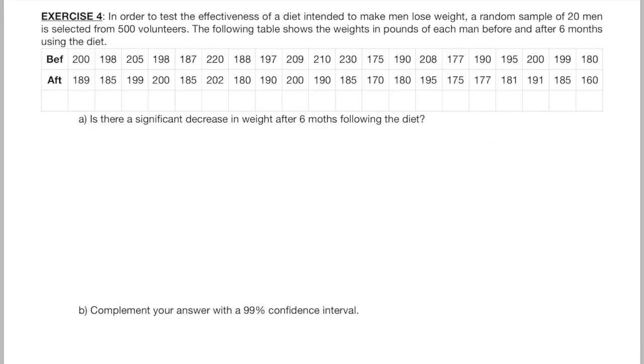And the way of working with paired samples is simple. You forget about the original values and you work exclusively with the differences. We will do the math for this variable d, difference. And the sample size will be 20 because the variable d was evaluated in 20 individuals. Letter A. Is there a significant decrease in weight after 6 months following the diet?